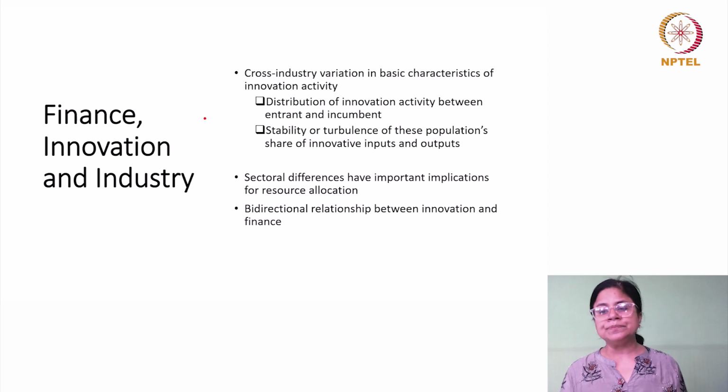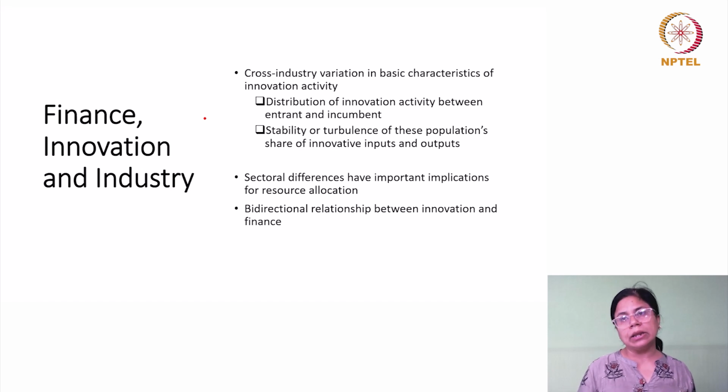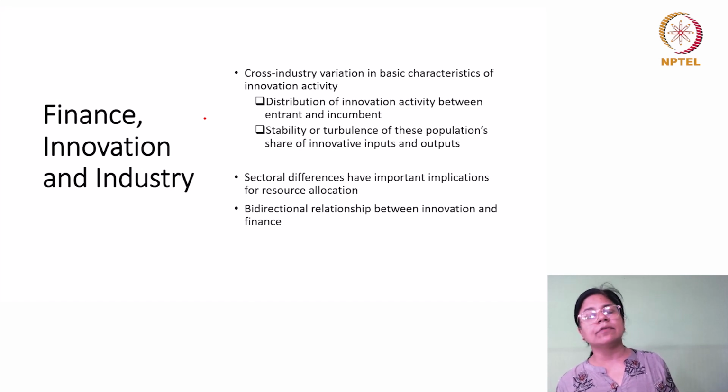to be very different. Moreover, you have to also understand the stability or the turbulence of these populations' share of the innovation input and output. If there are much more divergences between the input and output, then clearly internal sources become more important as compared to the external ones. And the sectoral differences, as I said earlier, have an impact on the allocation of the resources. Most importantly, one has to understand that if you want to conduct empirical research with respect to the impact of finance being available for innovation, the relationship cannot be studied as something which is unidirectional. That means availability of finance leading to the innovation.